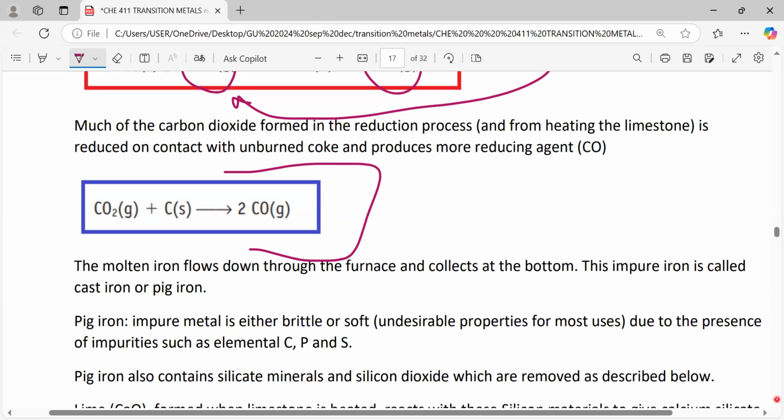That's the impure iron, which is very brittle. Impure metal is either brittle or soft, and not desirable for some uses due to the presence of impurities such as carbon and sulfur. So this pig iron is very brittle, and it's not so useful because of its properties. So it needs further purification. So what is the further purification done? Let's scroll down and see what purifications are done.